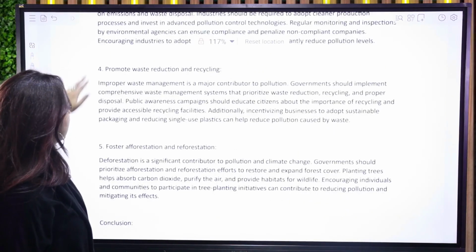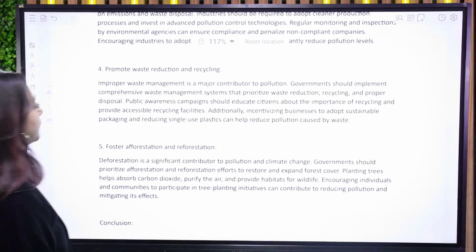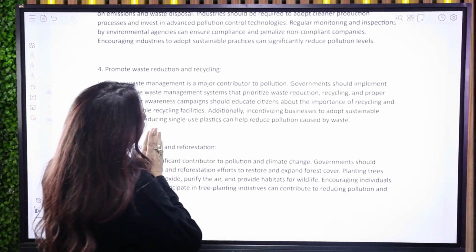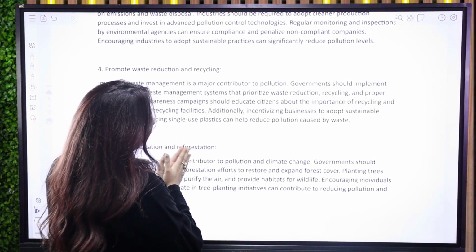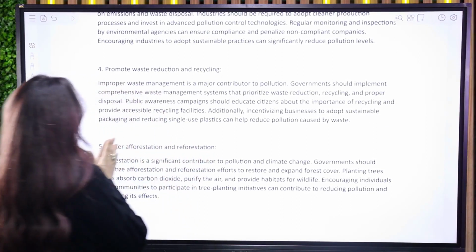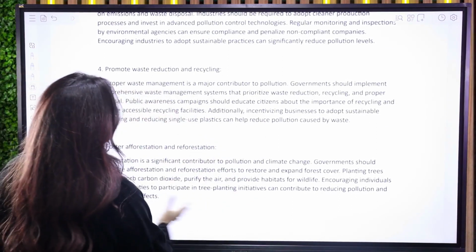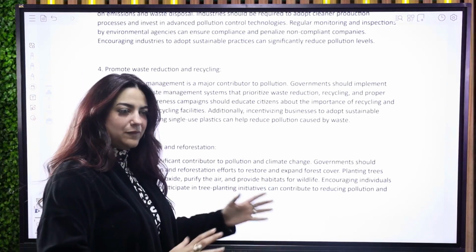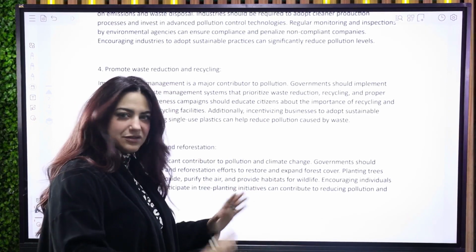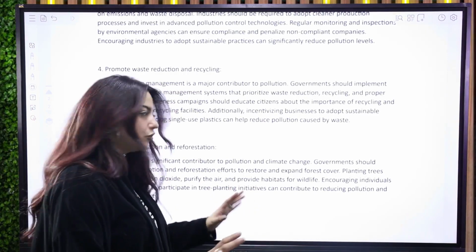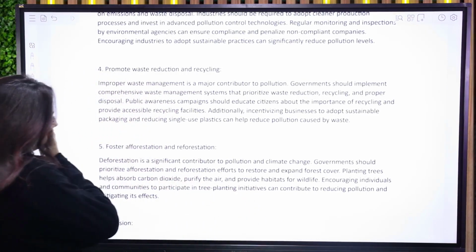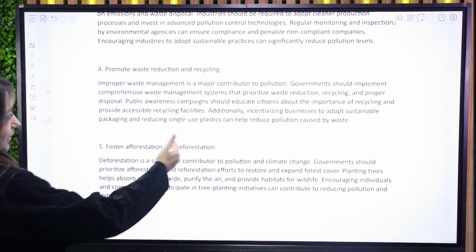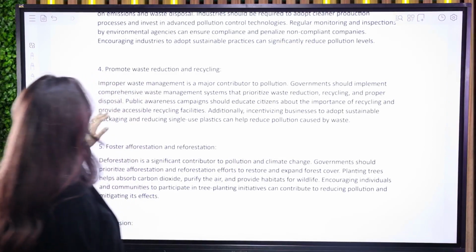Promote waste reduction and recycling, because improper waste management is a major contributor to pollution. So that's why government should implement a comprehensive waste management system that prioritizes waste reduction, maybe to categorize the litter. All litter in the street should be categorized or just be managed. So waste reduction, recycling, and proper disposal.